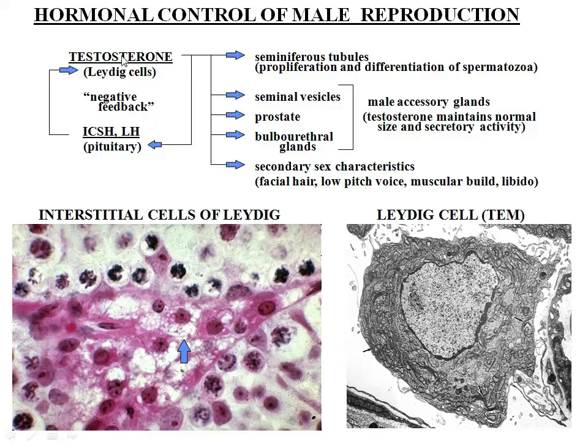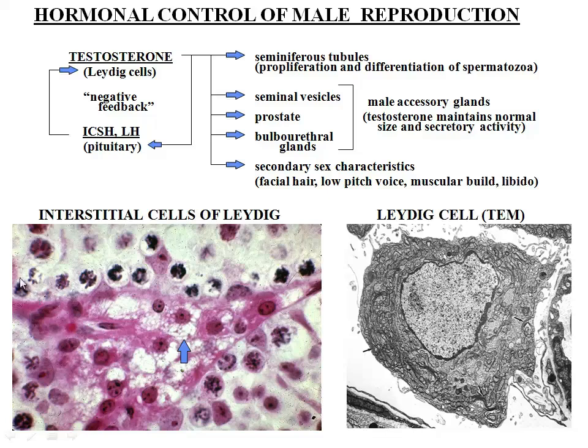The role of testosterone is in the development of the seminiferous tubule, the proliferation and differentiation of spermatozoa, the formation of seminal vesicles and male accessory glands, and the development of secondary sex characteristics. All these are performed because of the secretion of these Leydig cells, which work in a feedback mechanism. They get stimulated by the interstitial cell stimulating hormone from the pituitary. So here the Leydig cells, or interstitial cells of Leydig, are shown in this photograph.